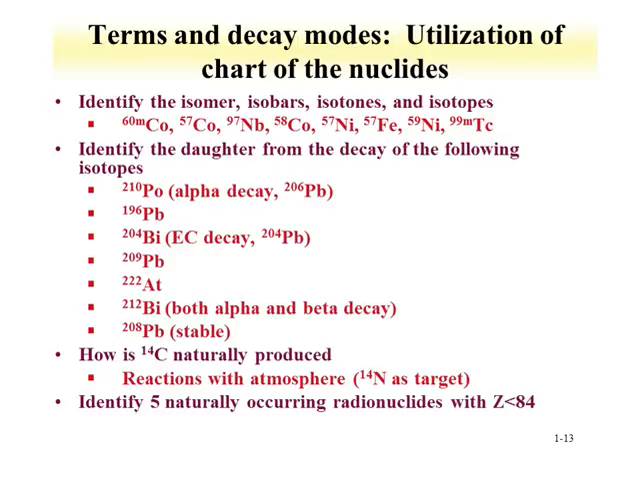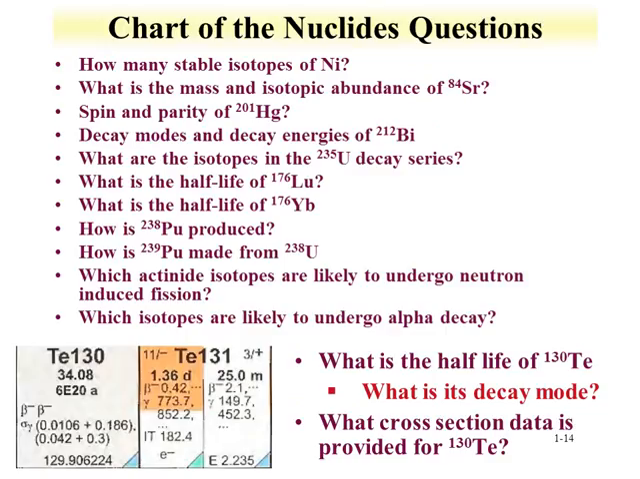And then you should be able to do something like identify 5 naturally occurring radionuclides with a Z less than 84. Those again, those are the isotopes with the black bars. Here are some other questions. You should be able to identify how many stable isotopes does nickel have? What's the spin and parity of a given isotope?